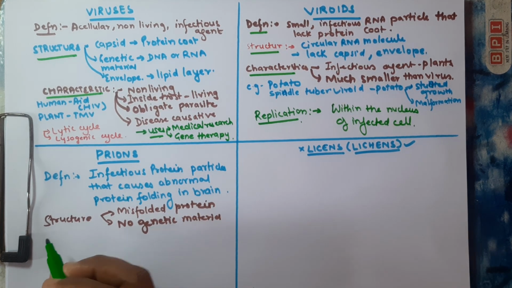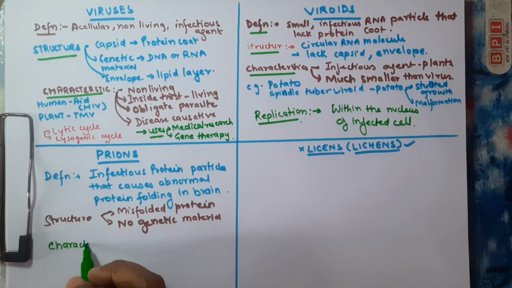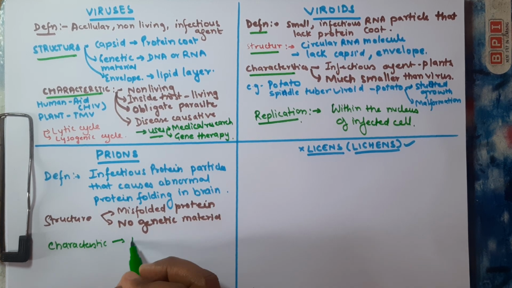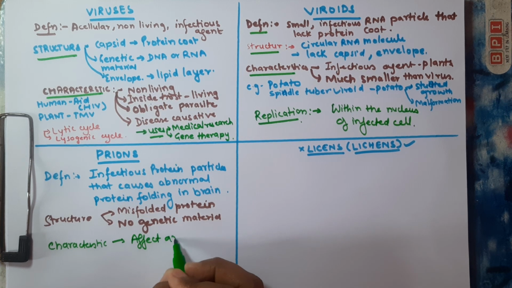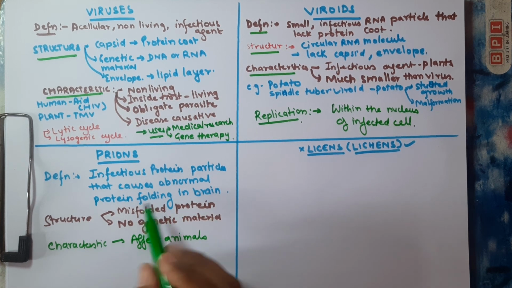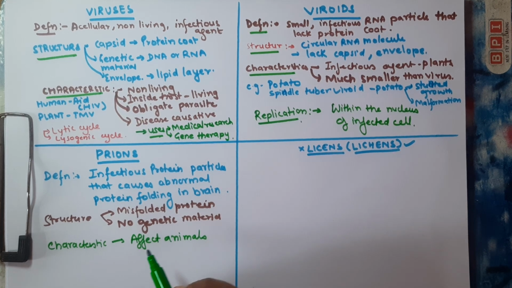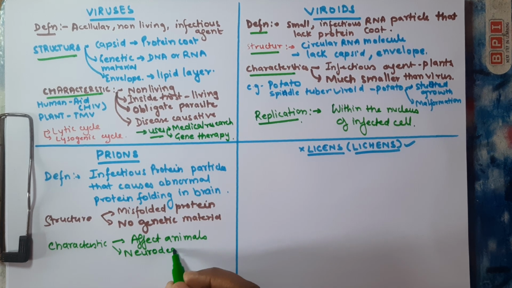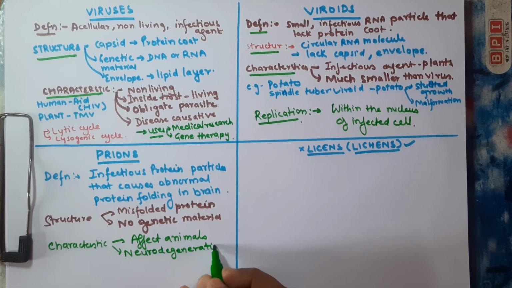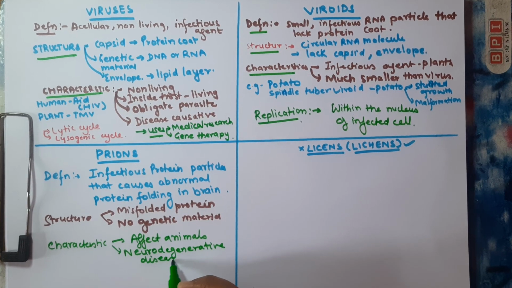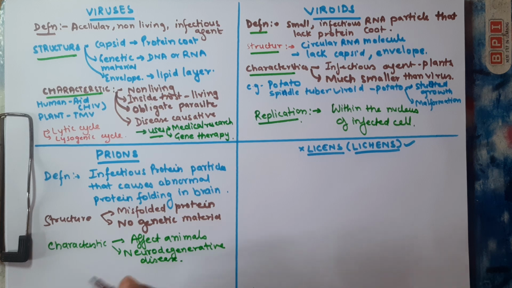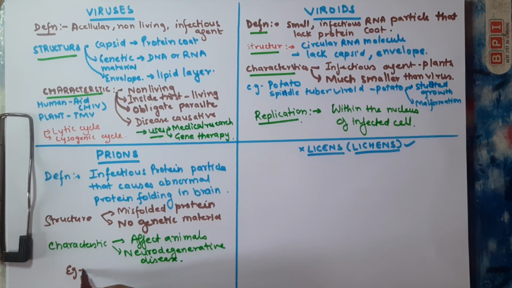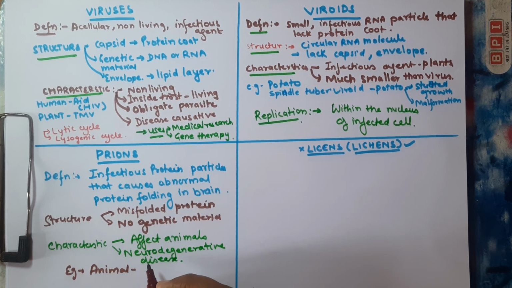Now if we talk about the characteristics, then prions will affect the animal. And since it is leading to the abnormal protein folding in the brain, it will lead to a neurodegenerative disease in the infected or affected animal. So the example in the animal includes mad cow disease.